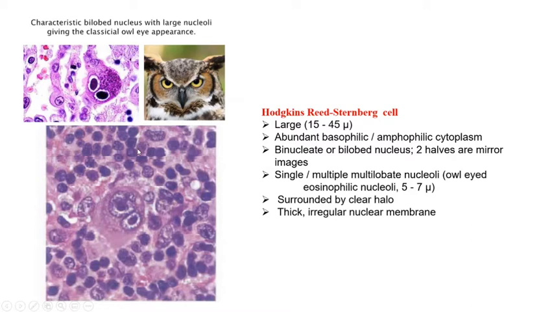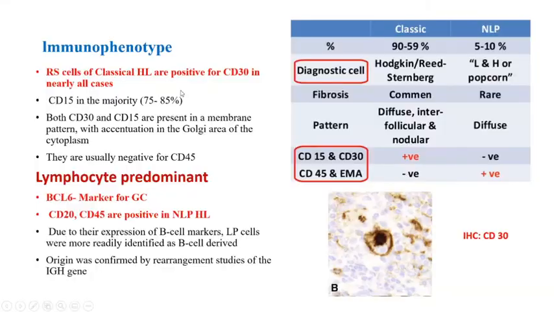Immunophenotype. I told you these are crippled B cells. So they don't express B cell markers because they have become crippled. They don't have the B cell receptor. These Reed-Sternberg cells are positive for CD15 and CD30. CD30 is positive in all cases and CD15 in the majority of cases. So you should remember that CD30 and CD15 are markers to recognize the Reed-Sternberg cell.